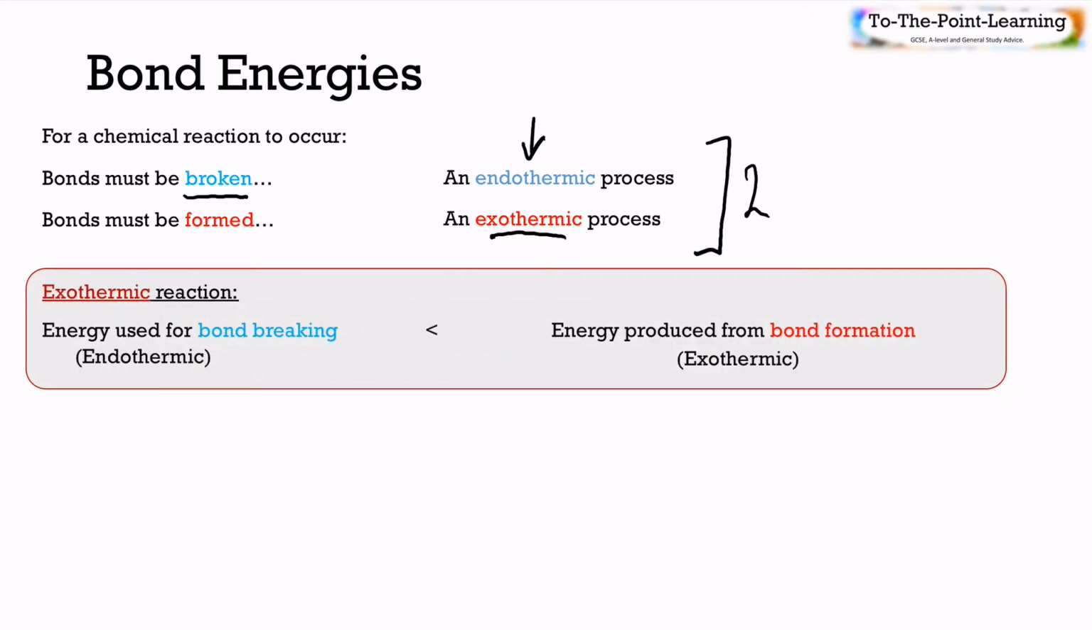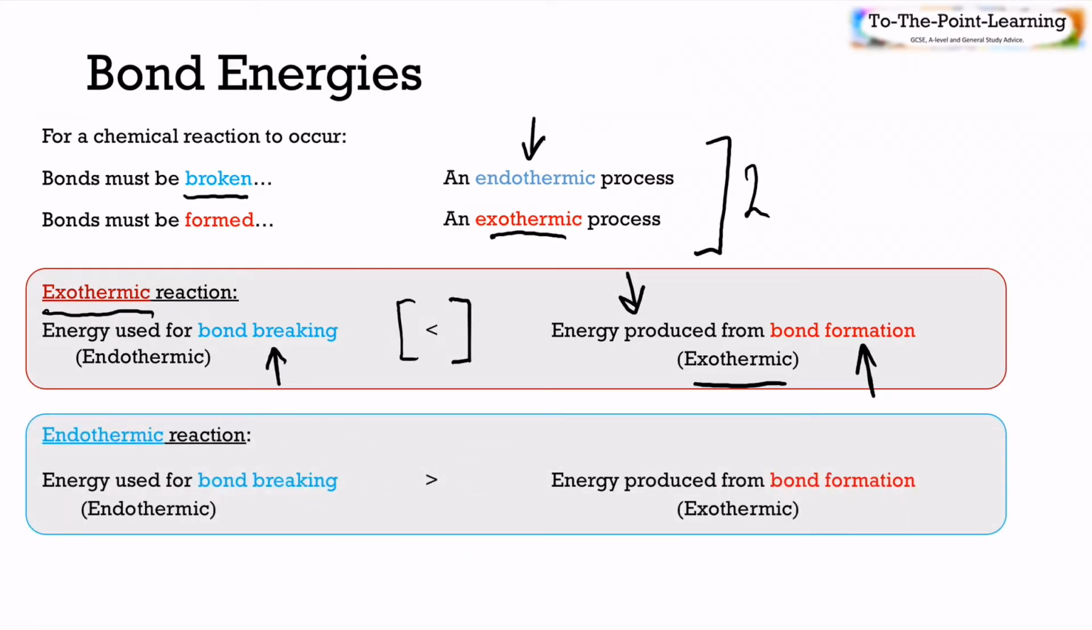So let's have a look here. So this is an exothermic reaction. And as we said before, there's two processes. There is bond breaking and bond formation. Now, for an exothermic reaction, the energy used to break the bonds in the reactant molecules must be less than the energy produced when the bonds between the product molecules are formed, which gives out heat, an exothermic process. So if this side of the reaction produces more energy, well then the overall reaction is going to be exothermic.